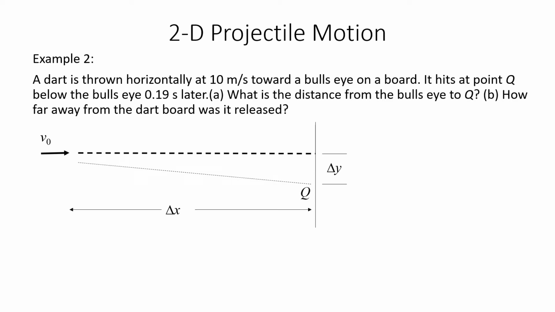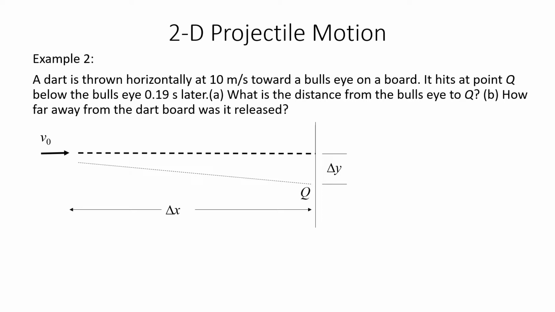Here's another example. A dart is thrown horizontally at 10 meters per second toward a bullseye on a board. It hits at point Q below the bullseye 0.19 seconds later. So part A, what is the distance from the bullseye to point Q where it hits? And B, how far away from the dartboard was it released?